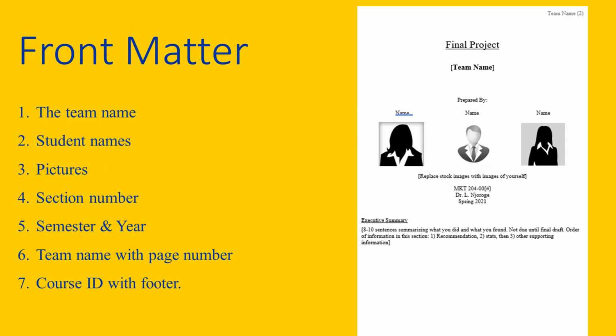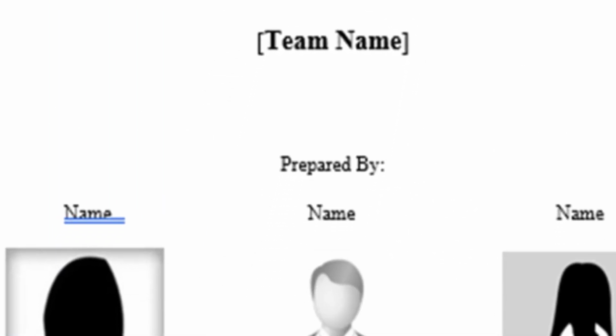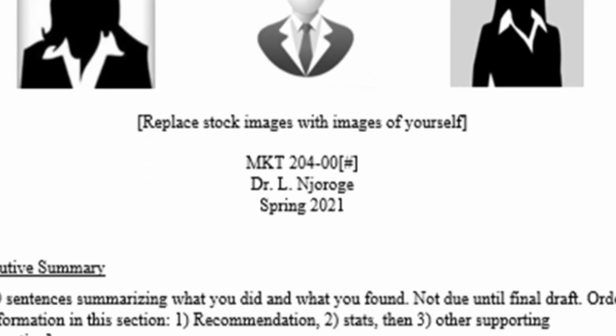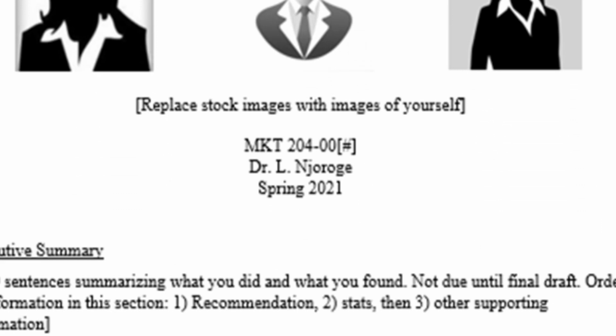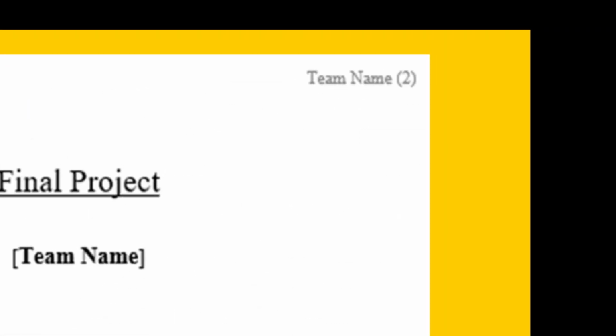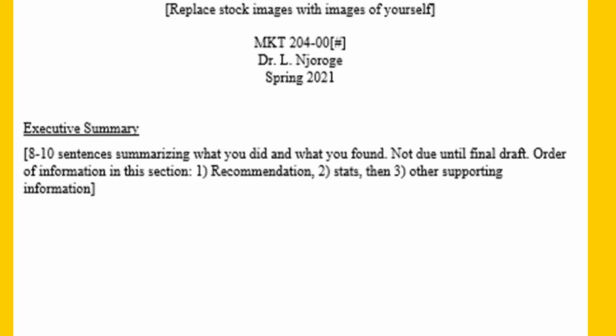The front matter includes the cover page for the final project, the executive summary, and the table of contents. On the cover page, we need to edit the team name, student names, pictures, section number, semester and year, team name with page number, and course ID with a footer. After we finish that, it looks like we should complete the executive summary next. In fact, the executive summary is not due until we submit part 4 at the end. Because it is a summary, we cannot complete it until we're done. Still, we want to leave it where it is on the cover page.